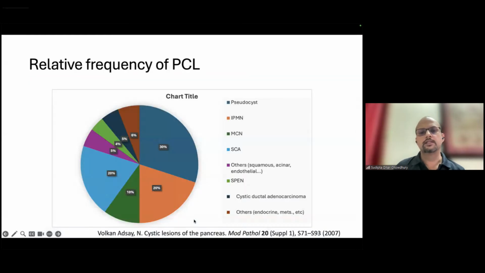Now, what is the relative incidence of these? Overall, the majority of the cysts that we see in clinical practice are usually pseudocysts developing as a consequence of acute pancreatitis.